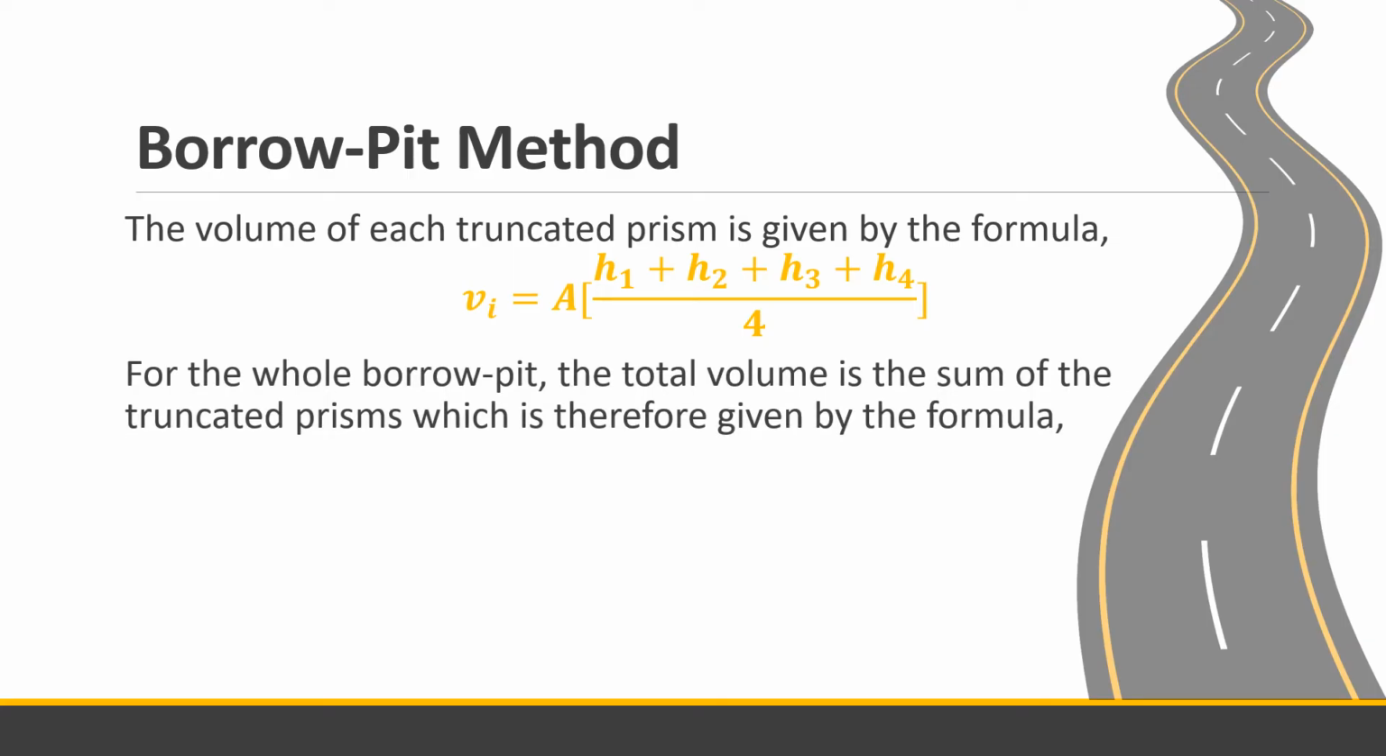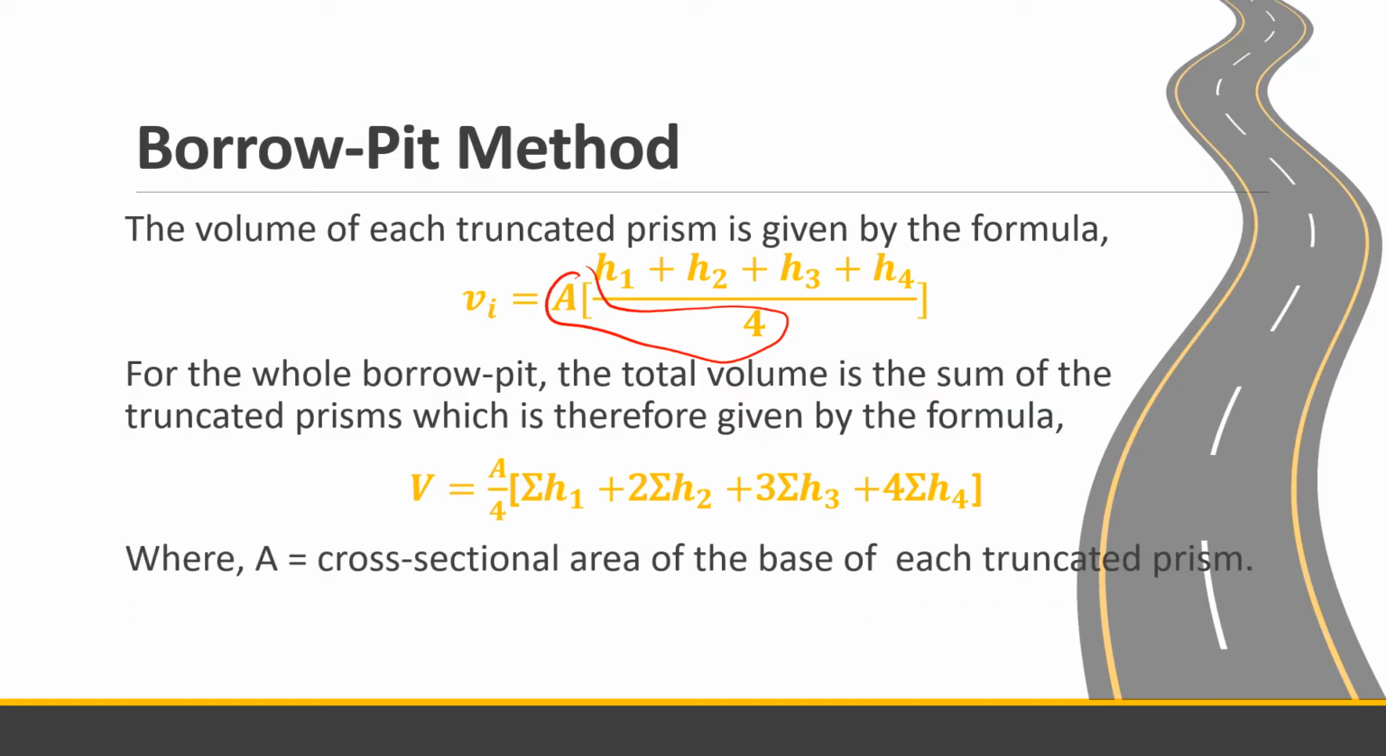So for the whole borrow pit, the total volume is the sum of the truncated prisms, which is therefore given by the formula V equals A over 4. So constant ito since nandun siya sa lahat ng truncated prism, times the summation of H1 plus twice the summation of H2 plus thrice the summation of H3 plus 4 times the summation of H4, where A is the cross-sectional area of the base of each truncated prism.